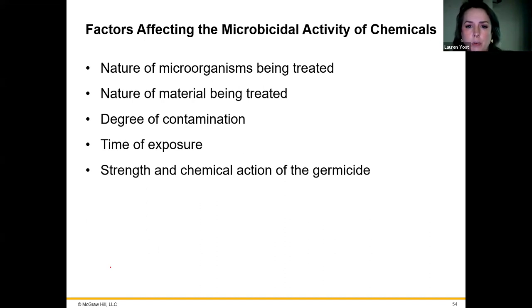Right, so we kind of already talked about some of this stuff, but when you're considering how you want your microbicidal chemicals to work, you want to consider the nature of the microbes that you're being exposed to, the nature of the material that you're treating, the degree of contamination, the time of exposure, and the strength and chemical action of the germicide. One of these I wanted to make mention of so we can put this into context. Time of exposure. If you have a chemical that has to sit on a surface for 4 hours to sterilize something, that might not be the choice that you want for cleaning your patient's bed. Right? If you've got new people coming in every 20 minutes that you have to cycle through in the ER or an urgent care clinic, you can't wait 4 hours for this thing to take effect. So that's an example of what we're getting at here.